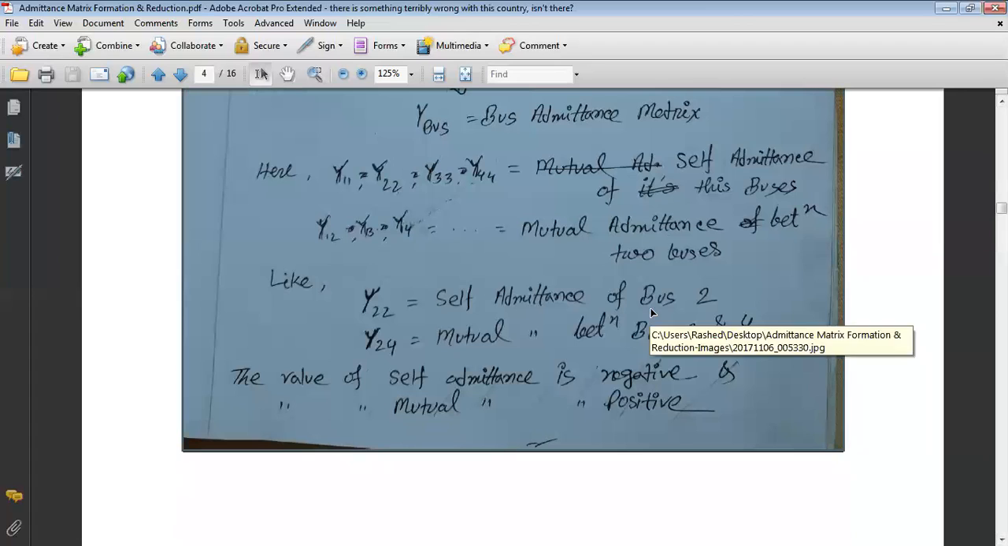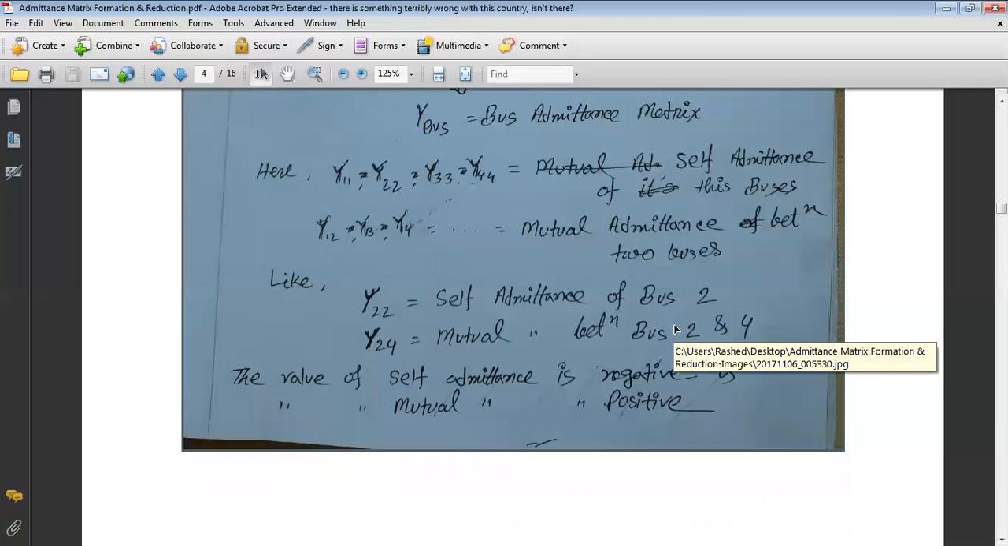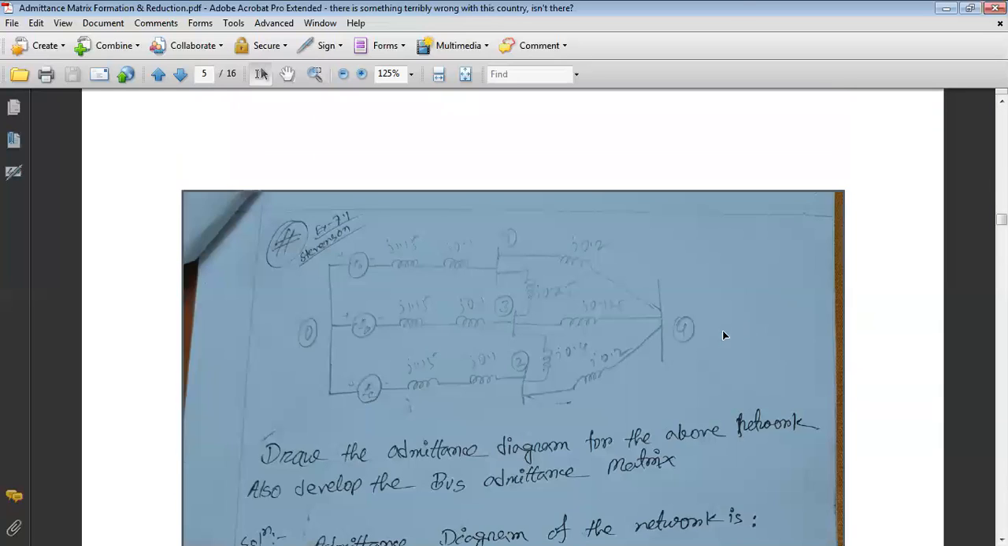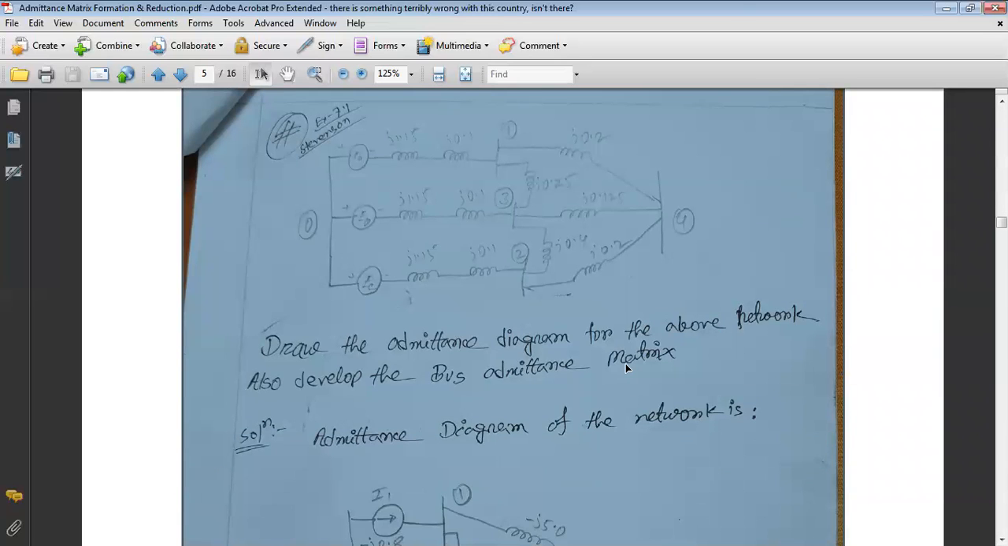So this is the first part of my lecture on how we can formulate the bus admittance matrix, and in the second part we will formulate the bus admittance matrix with numeric values. So that's all for the first part of my lecture.